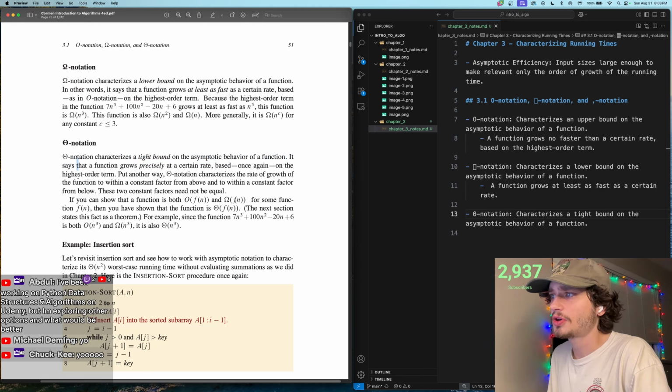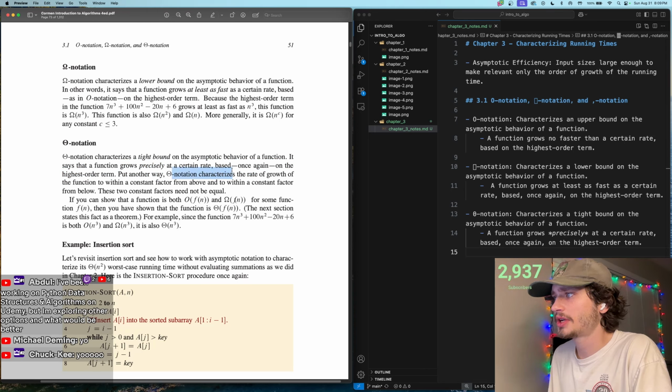Theta notation characterizes a tight bound on the asymptotic behavior of a function. It says that a function grows precisely at a certain rate, based once again on the highest order term. Put another way, theta notation characterizes the rate of growth of a function to within a constant factor from above and to within a constant factor from below. These two constant factors need not be equal.